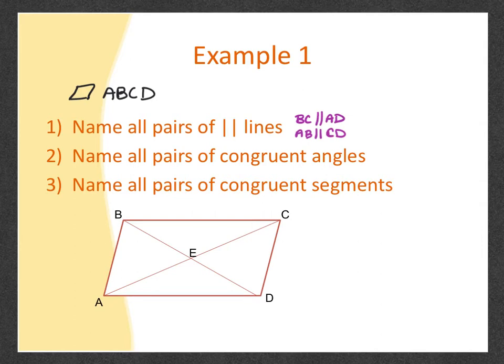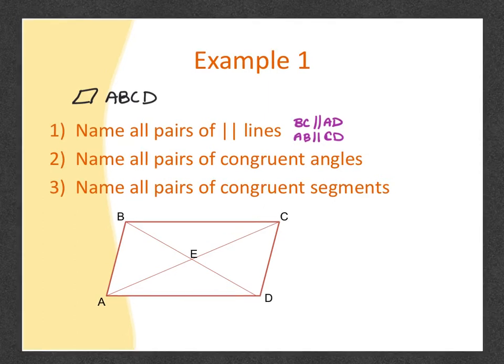Number 2, name all the pairs of congruent angles. Because it's divided into parts, we have to use 3 letters, right? So if I want to do this angle and this angle, I can say angle ABC is congruent to angle CDA or ADC. Oh yes, it says more than one, right? Because we divided it.